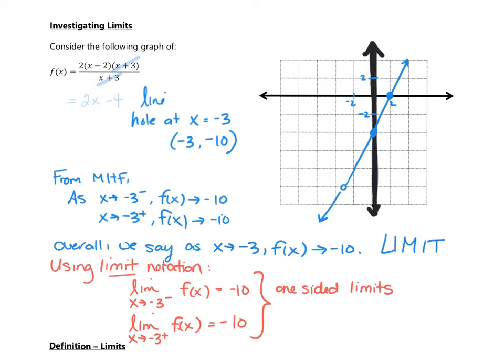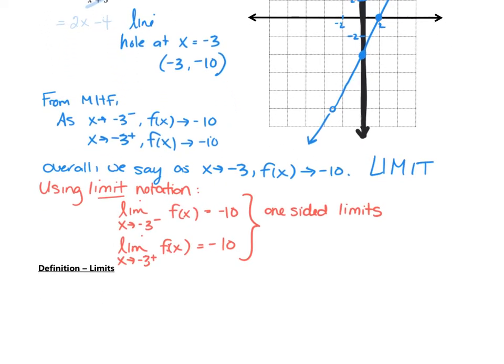Okay, and then we would say that overall, the overall limit is that the limit as x approaches just negative 3 of the function equals negative 10. Okay, and here we say that the limit exists. Okay, and this leads us to the definition of limits. And so I'm going to go ahead and write that in, and you should pause the video and make sure you fill in your note at home as well.